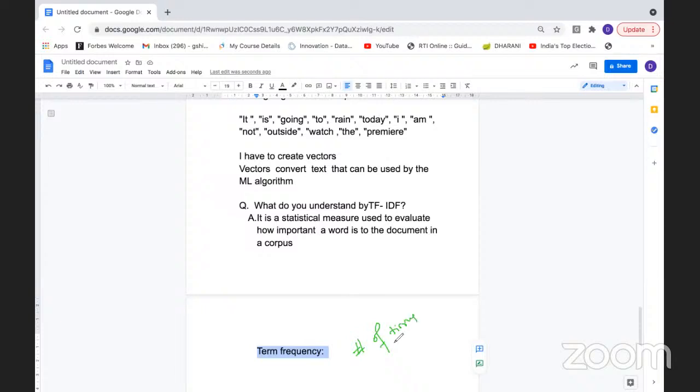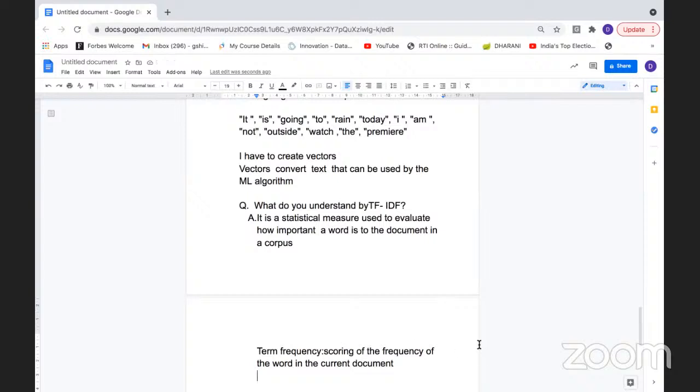Number of times. Suppose we talk about term T. Some term, let us put it as T, appears in a document, divided by the total number of terms in the document. So it is a scoring of the frequency of the word in the current document.